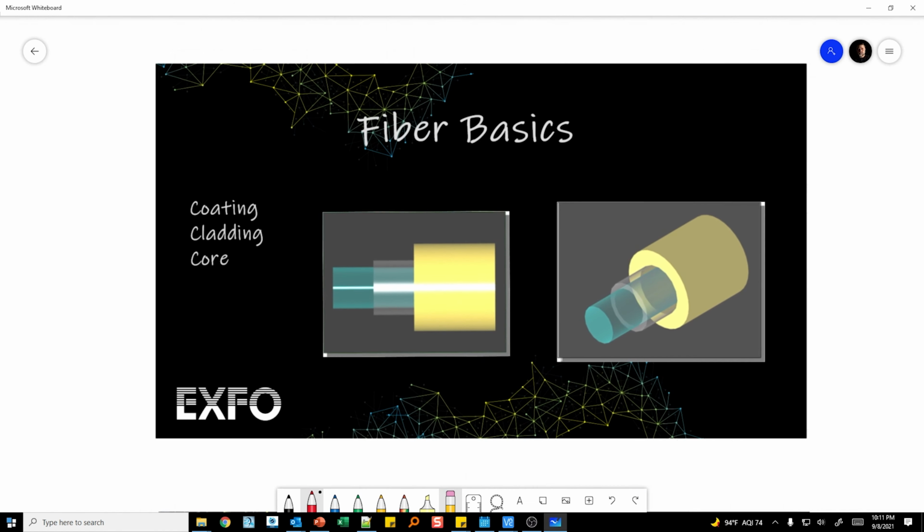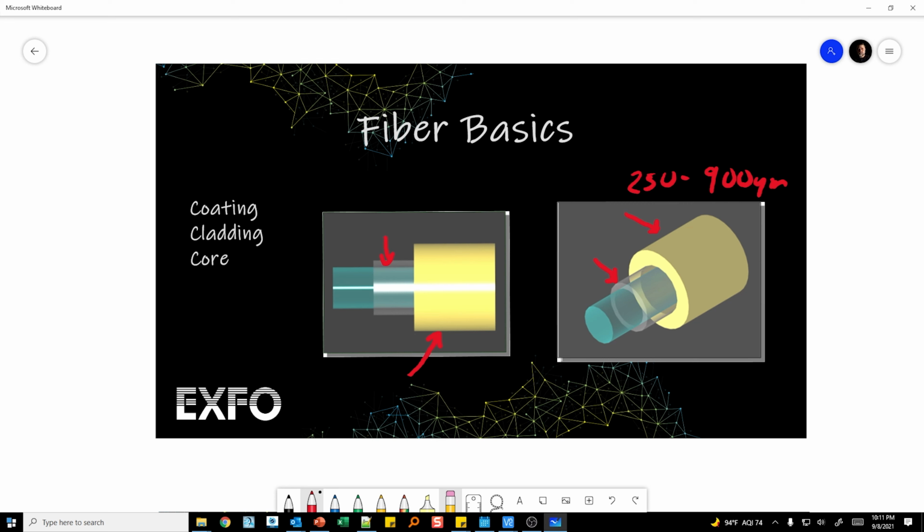From a very high level, looking at a piece of fiber, this is essentially what we're looking at right here. This is a cross-section profile of a fiber. On the outside, we have the coating itself. This could be 250 to 900 microns, depending on the type of fiber being deployed out there. And then right inside of that, we have the cladding.